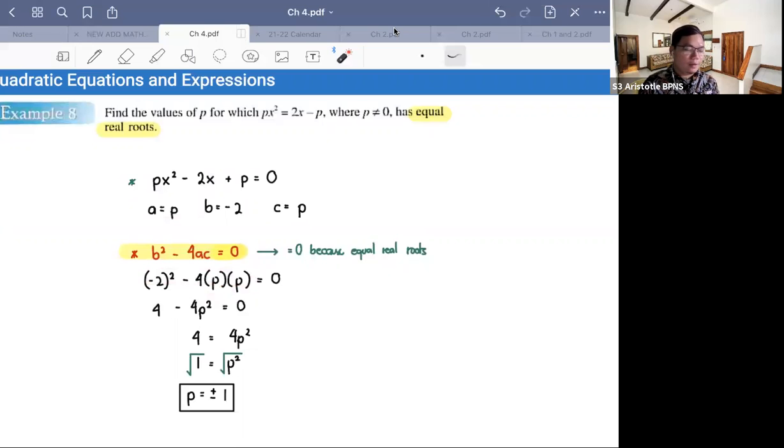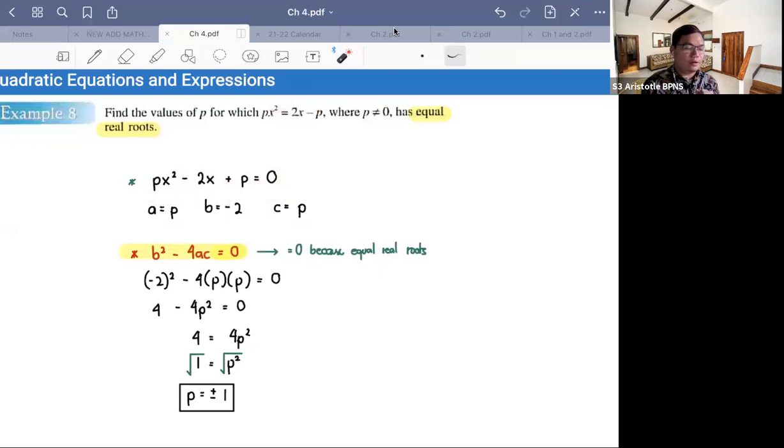All right. But then how do we start? How do we begin? Of course, we begin by identifying A, B, and C from your quadratic equation. So what do we need to do here? We need to rearrange this to its standard form, wherein px squared, and then minus 2x, you transpose it to the left side, and then plus p, equals 0. So this is the standard form of a quadratic equation.